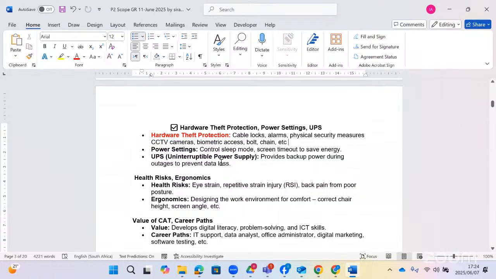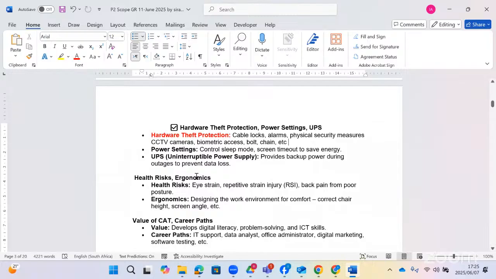Right. Power settings. How do we change the power settings to ensure that you save energy? Like control sleep mode and screen time out, so that you can save energy. So they can ask you these types of questions, how to ensure that the power settings promote green computing. Now, UPS, which stands for uninterruptible power supply. That one provides backup power during outages to prevent data loss.